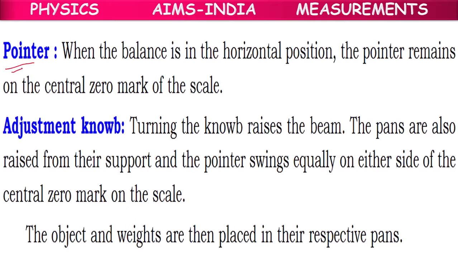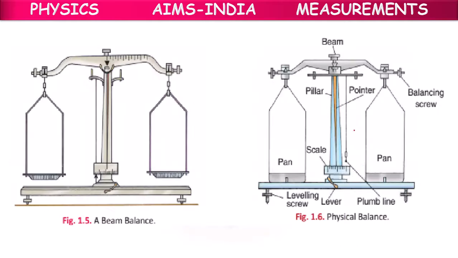Next, the pointer. What is the pointer? When the balance is in horizontal position, the pointer remains on the central zero mark of the scale. Here the scale will be there. When the base is in horizontal position, this pointer should coincide with the zero of the scale.